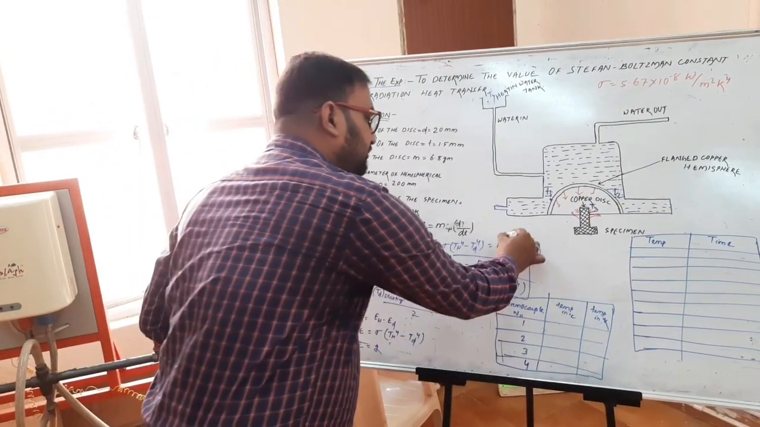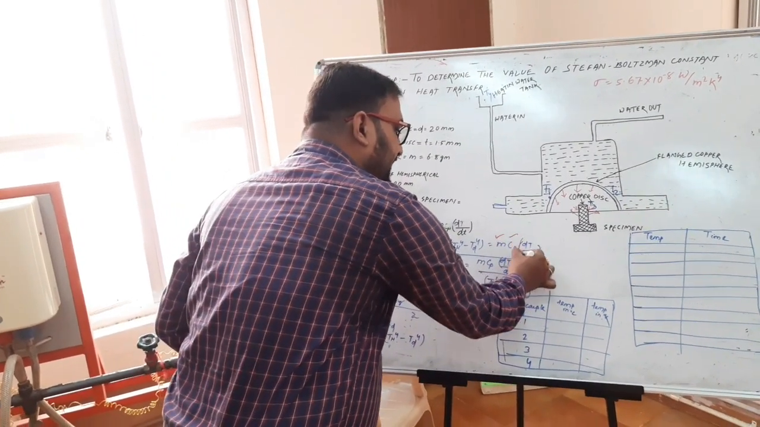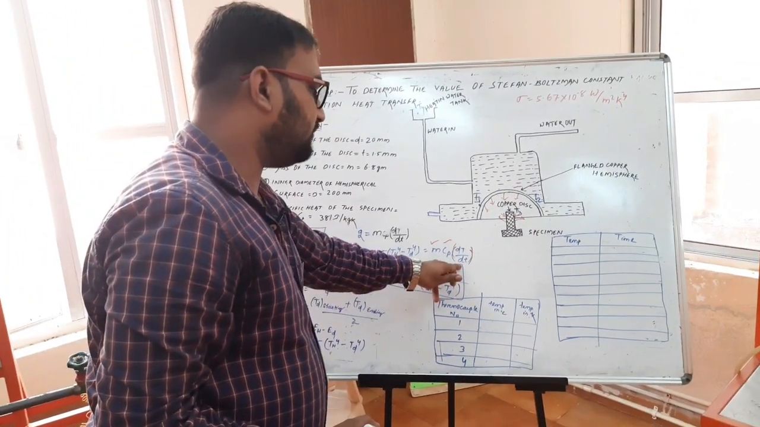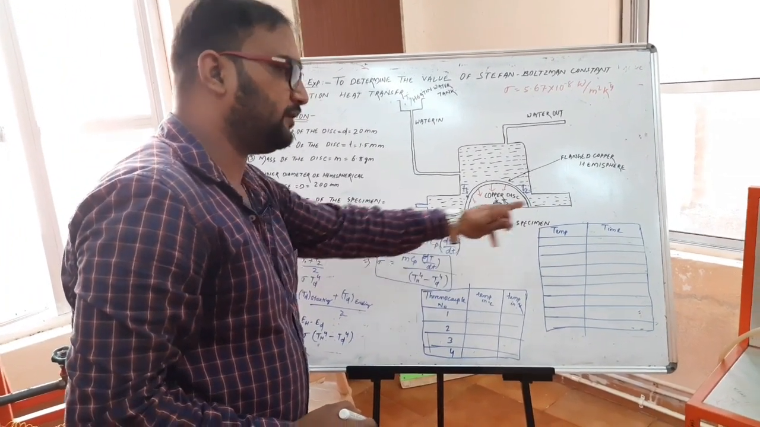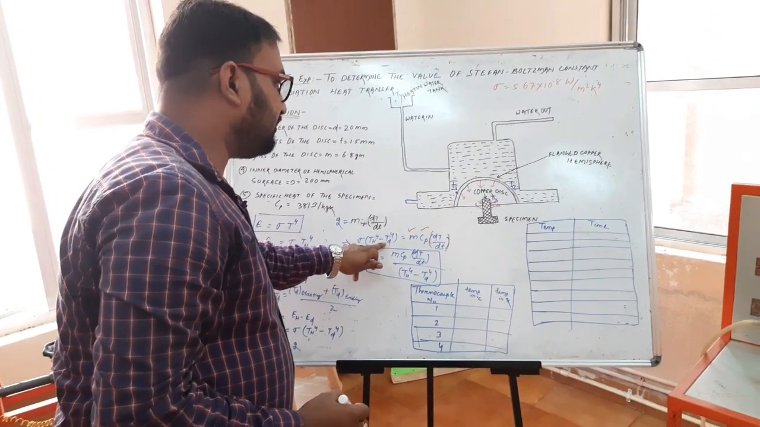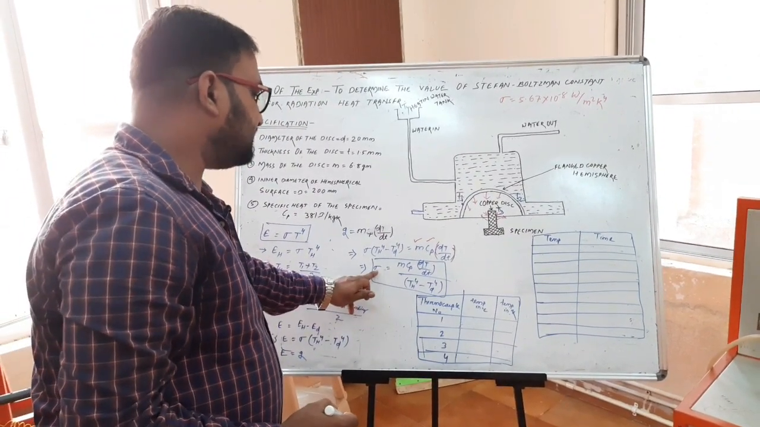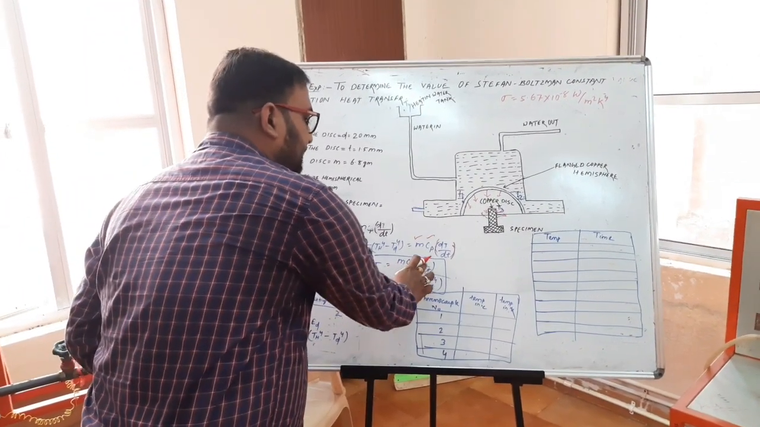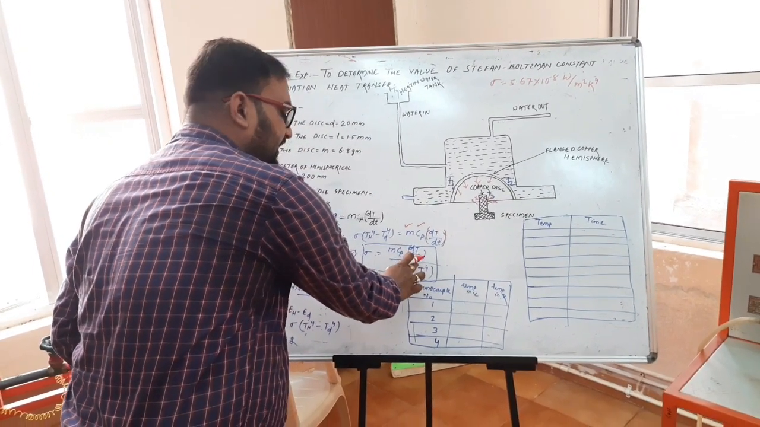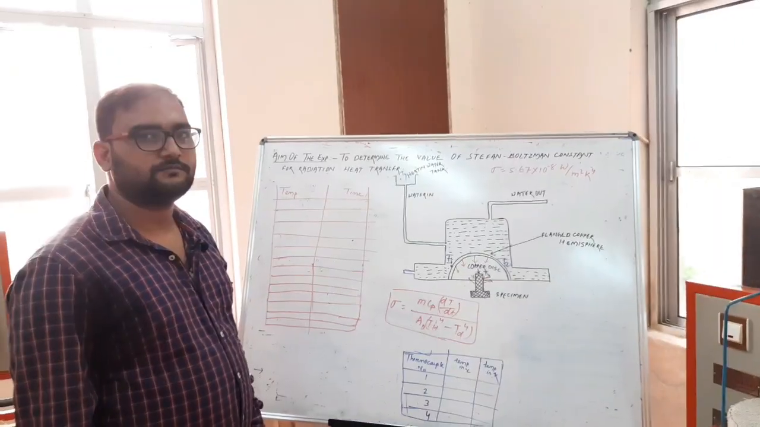Now the Cp value we know, the m value we know, dT by dt is going to be found out from the observation, and TH to the power 4 minus TD to the power 4 is also going to be found out from the observation. So sigma will be equal to mCp into dT by dt divided by TH to the power 4 minus TD to the power 4.